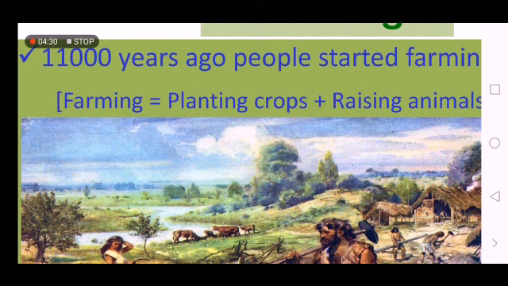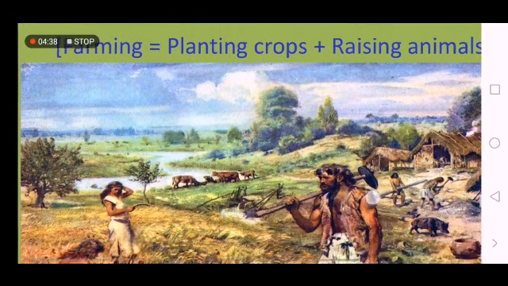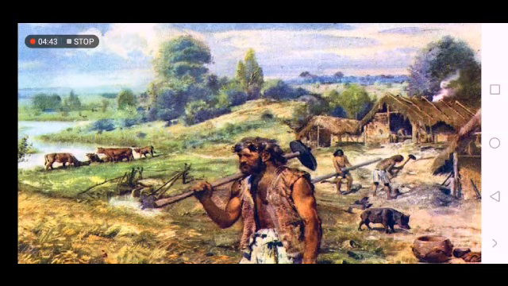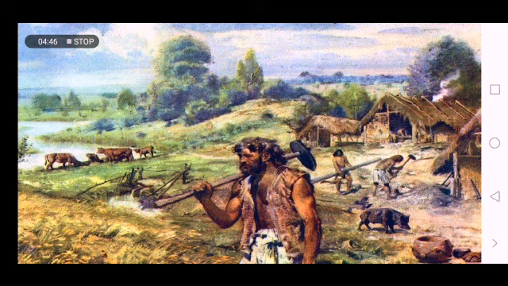They took care of animals, they raised them, and they planted crops to eat. So they lived in farms. They started building small houses in the farms to live in, as you can see here. And this place looks like a village, where you can see groups of small houses and farms. So this was the beginning of having villages in life.